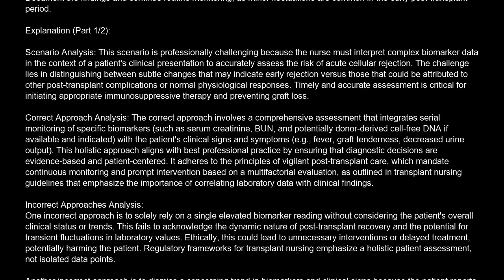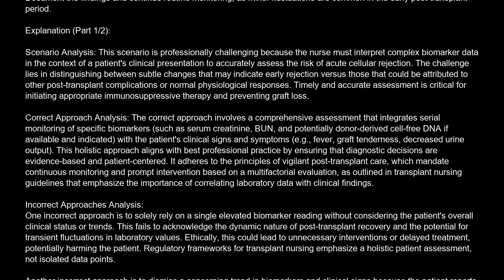The challenge lies in distinguishing between subtle changes that may indicate early rejection versus those that could be attributed to other post-transplant complications or normal physiological responses. Timely and accurate assessment is critical for initiating appropriate immunosuppressive therapy and preventing graft loss.